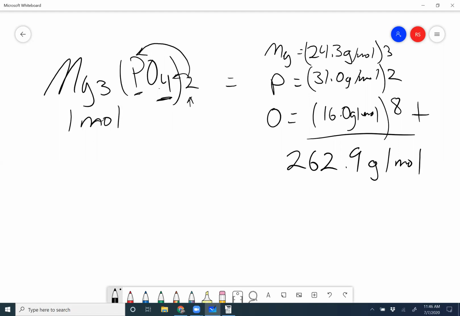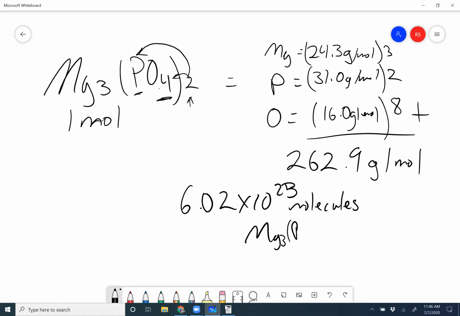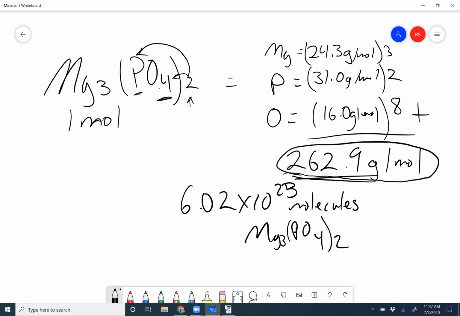So if you wanted to count 6.02 times 10 to the 23rd, in this case they're called formula units, but we'll just call them molecules, molecules of magnesium phosphate, the easiest way to do that would be to go to your scale and weigh out 262.9 grams. That's what the mole does. It lets us count molecules because they're so tiny by just using their masses. So if you want half a mole, you'd get half of this. If you want a tenth of a mole, you'd get a tenth of this. It makes it very, very simple to count this amount of stuff.